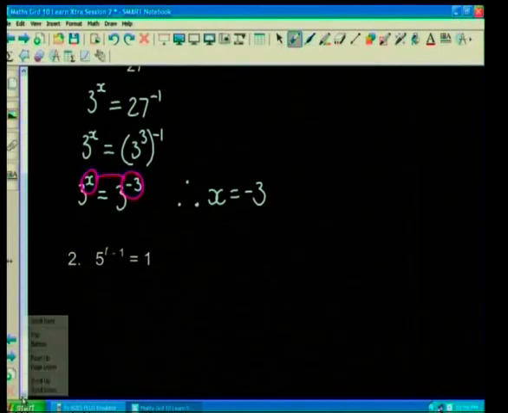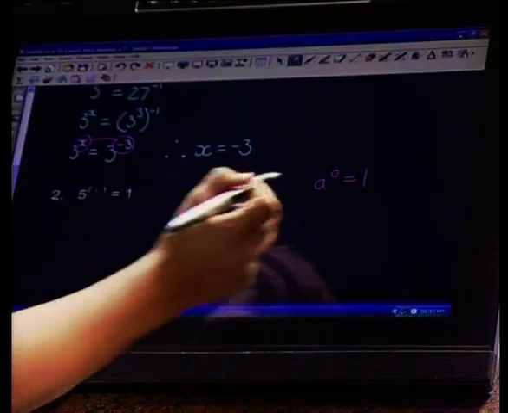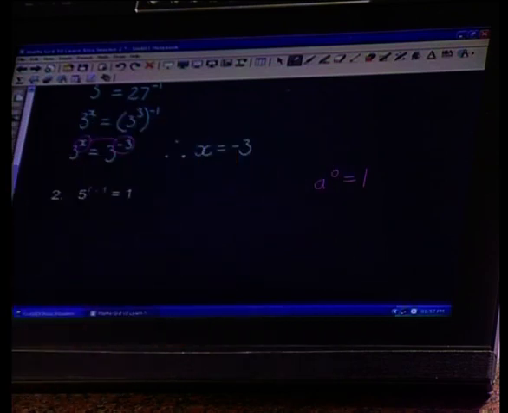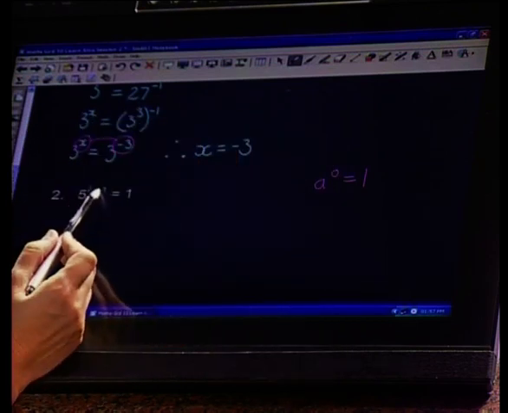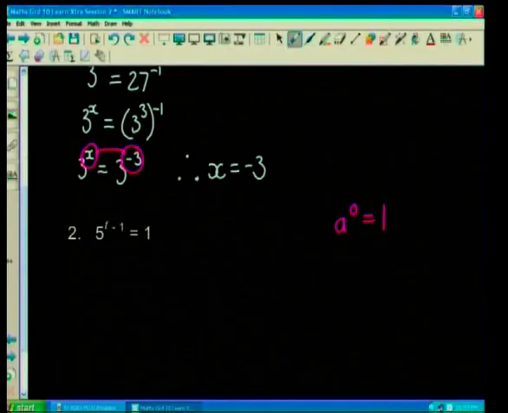Let's move on to the next question. Now, what I like about the next question is that the bases aren't the same, and it's drawing on that rule we learned in the beginning, where anything to the power of 0 is equals to 1. Whenever you see a 1, you know you're going to have to change it to something to the power of 0. And what are you going to have to change it to? Well, because our unknown is in the exponent, we need our bases to be the same. So we're going to change it so that our base is now 5 on the other side. And it becomes 5 to the power of 0.